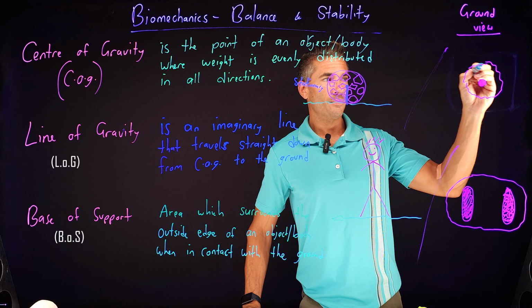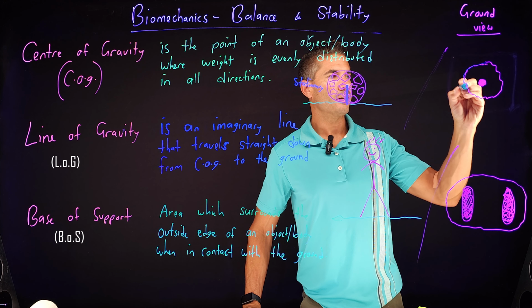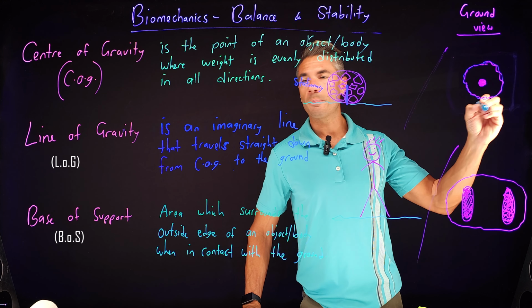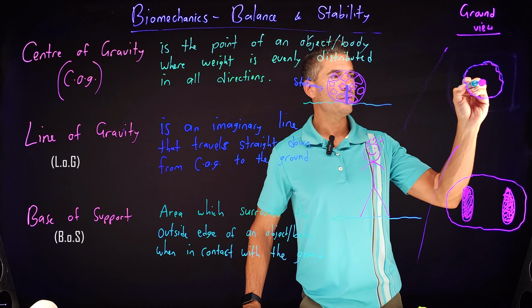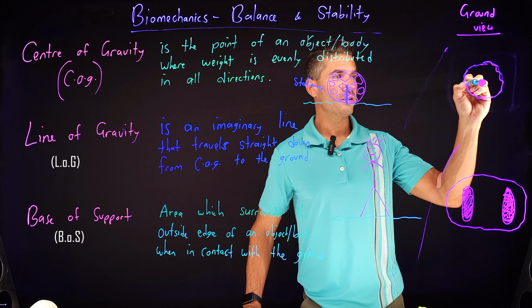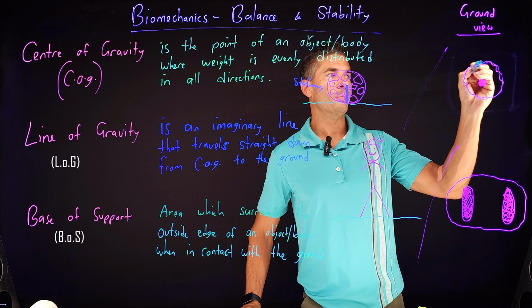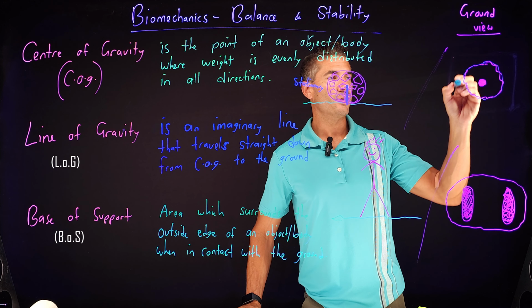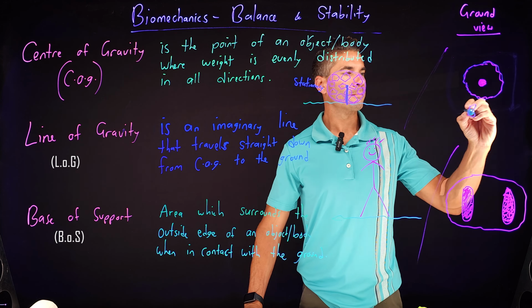Around the ball, so this squiggly stuff here, I'll do it in blue too, this is the base of support. So even though this is the part that's in contact with the ground, the size of the ball and the mass of the ball is this large, so therefore this is its base of support.